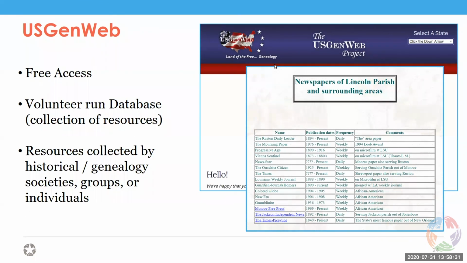The Gramblinite I knew not as an individual standalone weekly, but I knew it. I think that's now the university newspaper of Grambling State University. I may be wrong there; I didn't go look that up. But it published from 1936 to 1973.